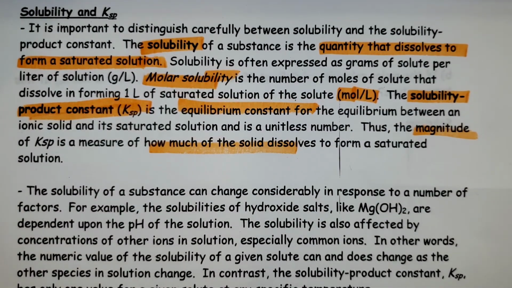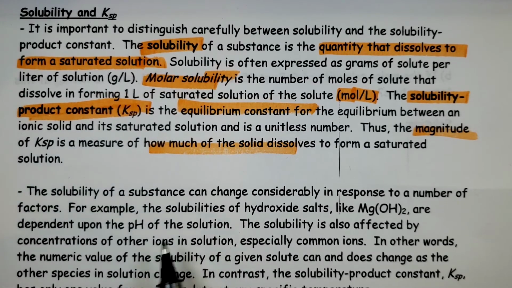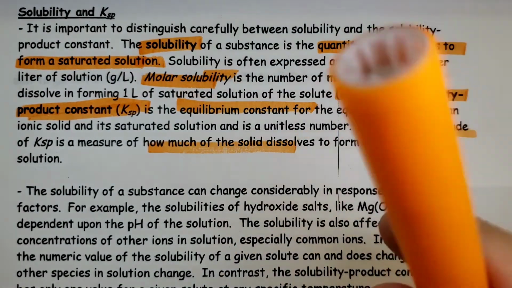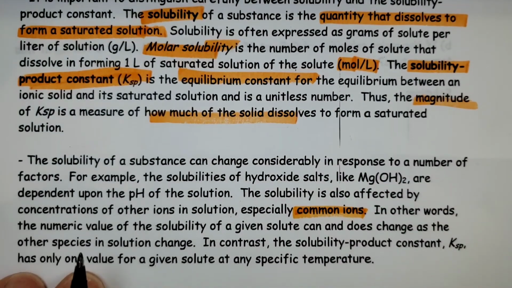Solubility of a substance can change considerably in response to a number of factors. For example, solubilities of hydroxide salts, such as magnesium hydroxide, are dependent upon the pH, as we'll see in the next unit. The solubility is also affected by concentrations of other ions. In other words, common ions, and we'll see in the next section, 2.4, what that means.